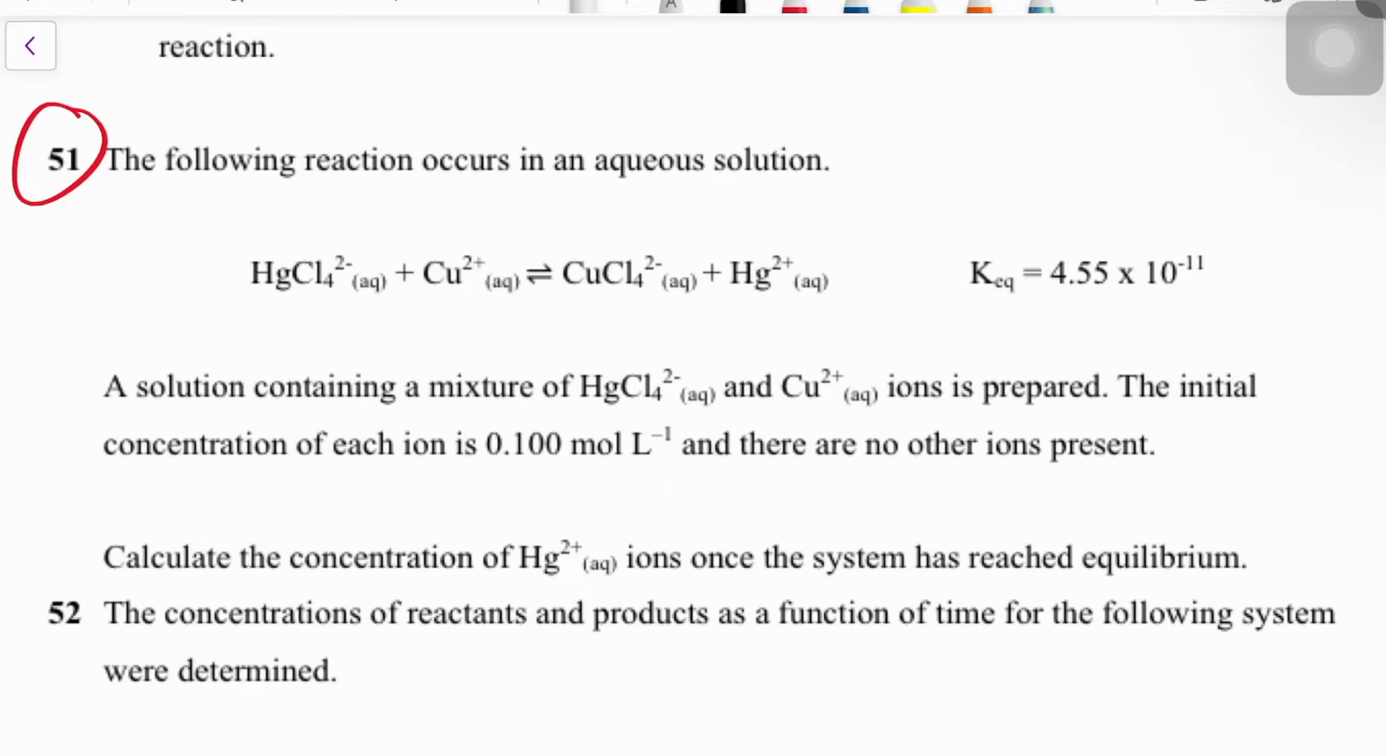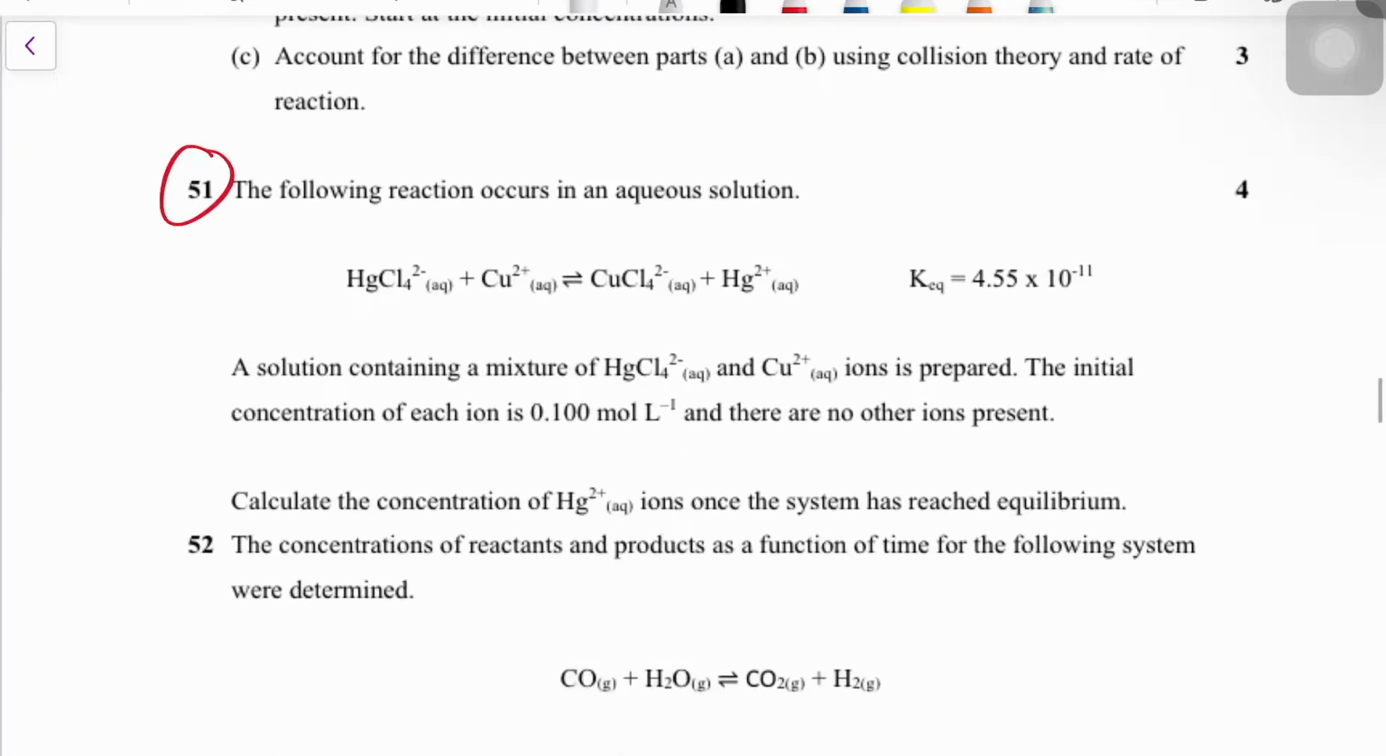Then they tell you that a solution containing a mixture of HgCl4 2- and Cu2+ ions is prepared. The initial concentration of each ion is 0.1 mole per liter, and there are no other ions present. And they ask you to calculate the concentration of Hg2+ ions once the system has reached equilibrium.